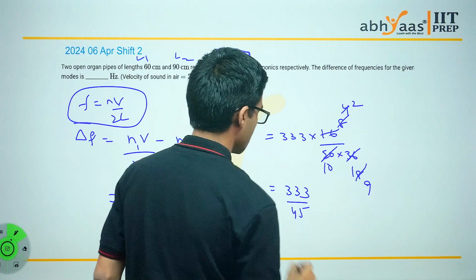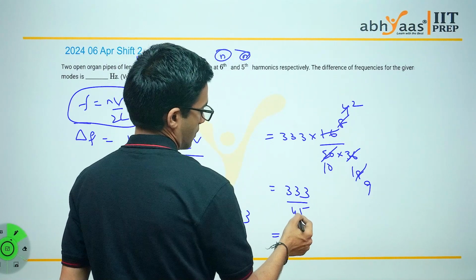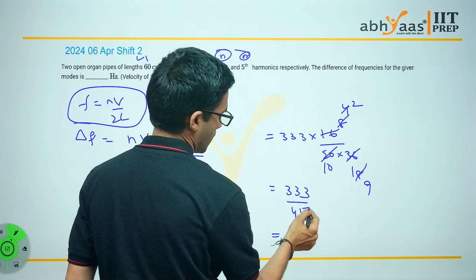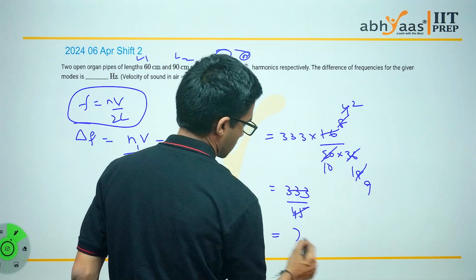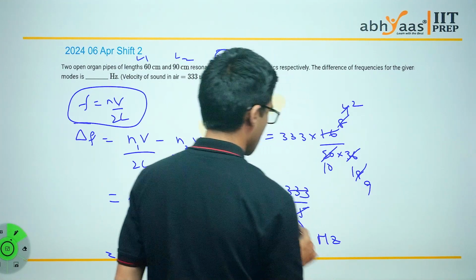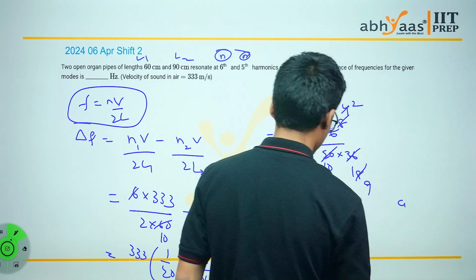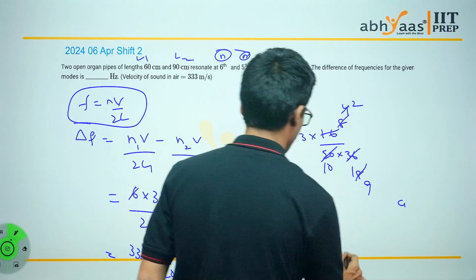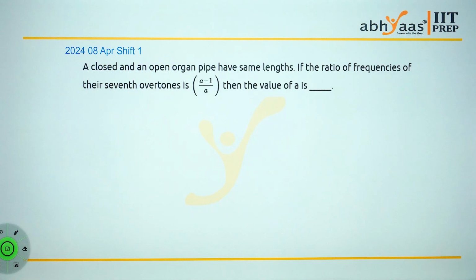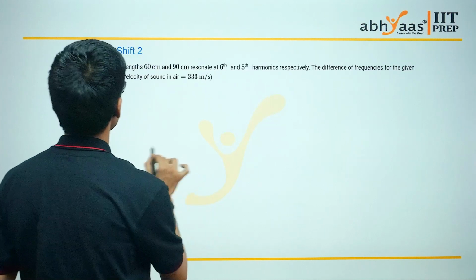Okay, 45 means how much will you get? 90 into 3, 270 plus. So it will be around 7 something. 45 into 2 is 90, 90 into 4 is 360, so it will be more than 7. Like that you can calculate. You will get around 740 like that.